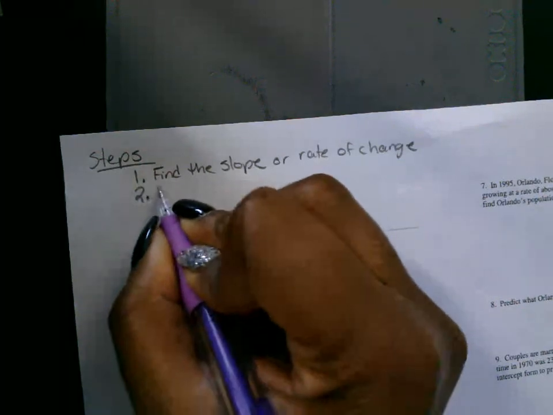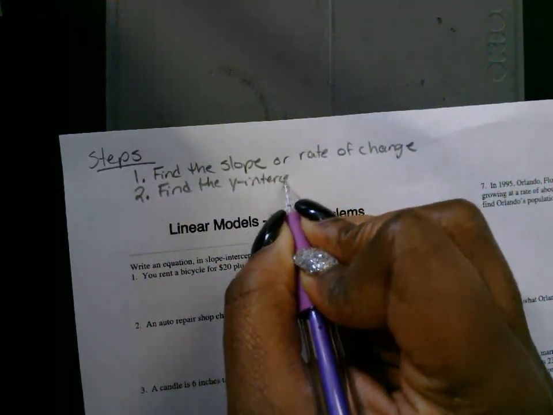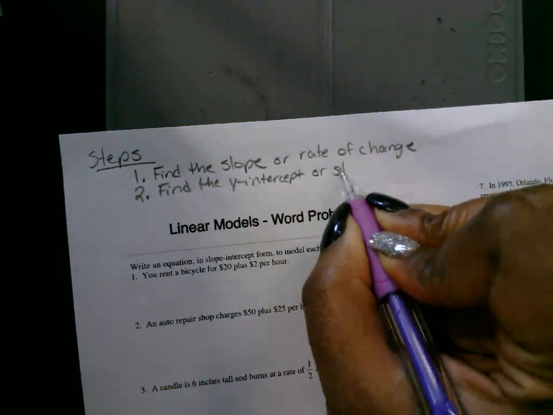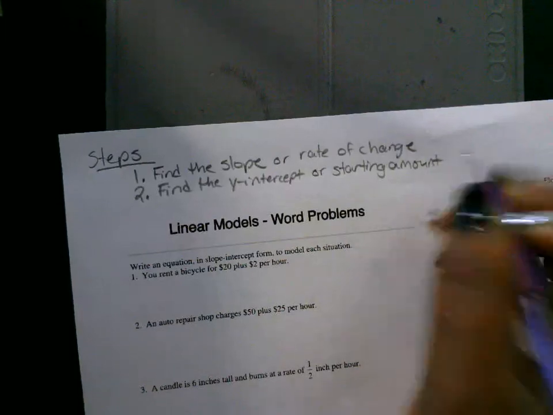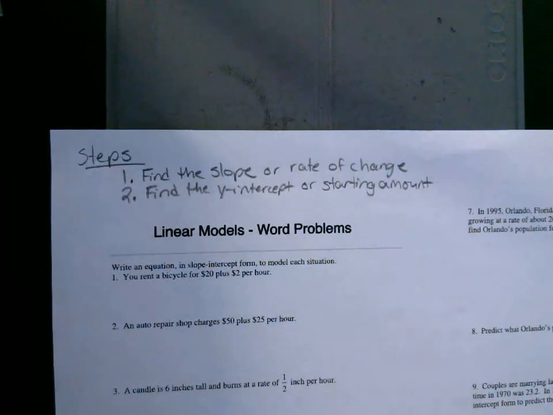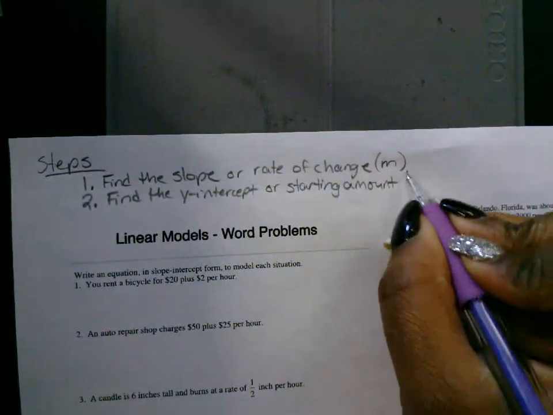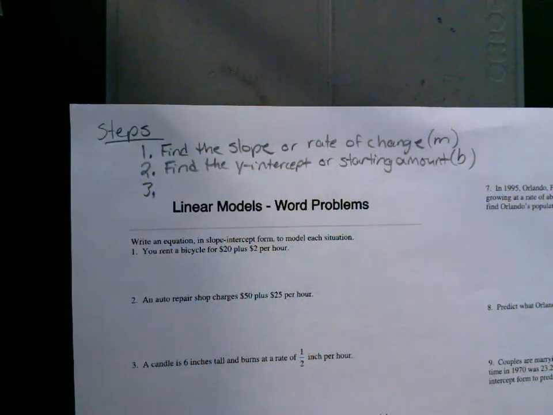The second step is to find the y-intercept. What does that look like in a word problem? That's your starting amount. Your y-intercept or starting amount. All right, so now look. What letter do we use for slope? M. What letter do we use for y-intercept? B. So our final and last step is to substitute M and B into the slope-intercept form.